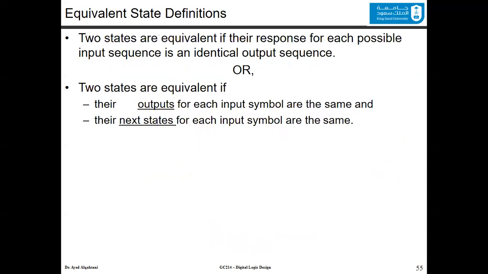Now, it's good to know the equivalent states when you try to analyze state diagrams. 2 states are equivalent if their response for each possible input sequence is an identical output sequence. To make it easier for you, we will redefine it this way. 2 states are equivalent if and only if their outputs for each input sample are the same, and their next states for each input sample are also the same. So you have 2 states. You want to check if they are identical or not. Check their output and check their next state. If for all input cases they are the same, then they are equivalent states.